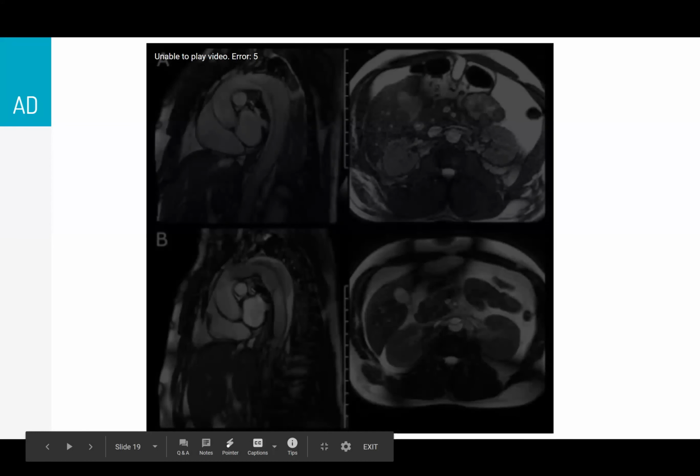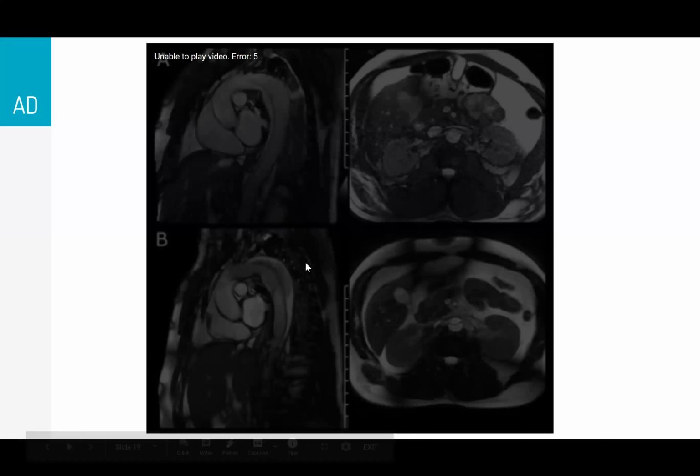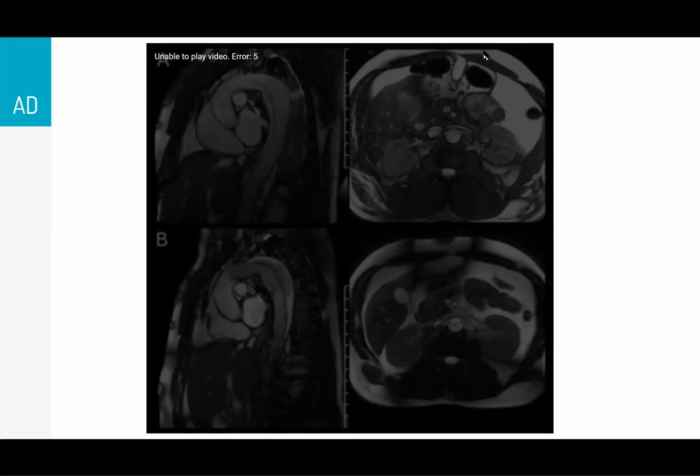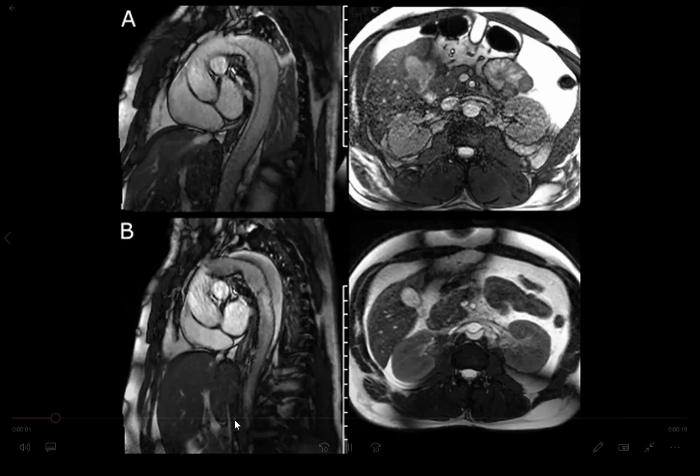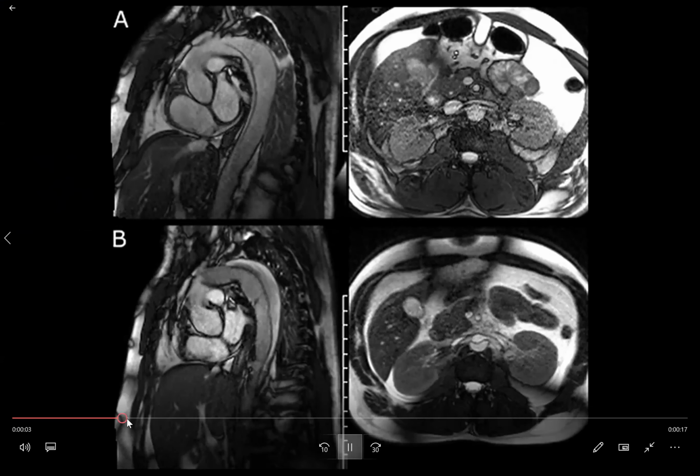So this is a video of an MRI. I hope it works. If it does not work, I'll try. Just excuse me so I can share another screen with the video of this MRI. You can see the false lumen moving. Is the video showing? It's showing it now. Yes, thank you.